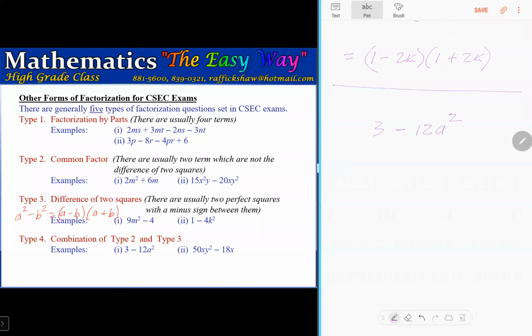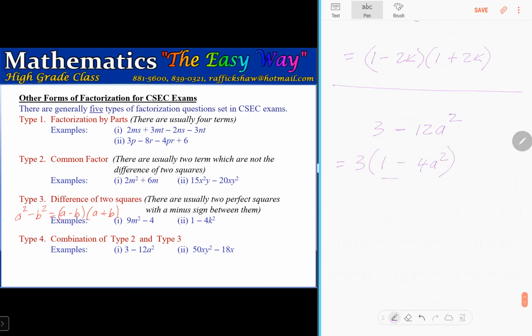3 minus 12a squared to factorize. Firstly, all we have is a common factor, because 3 is not a perfect square and 12 is not a perfect square. So initially, all we have is a common factor, which is 3. So you factorize out the 3: 3 bracket 1 minus 4a squared.